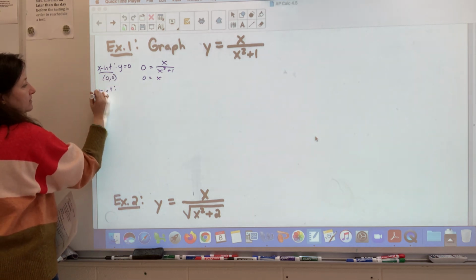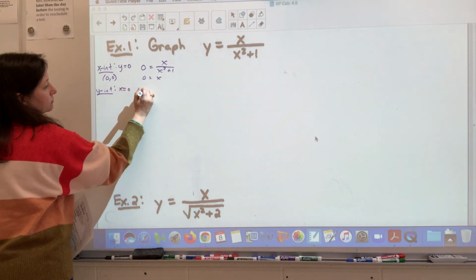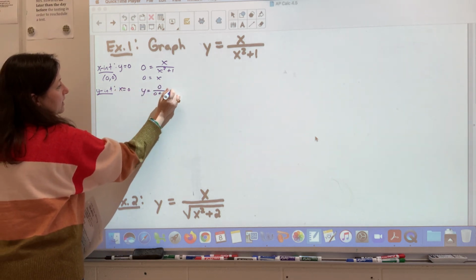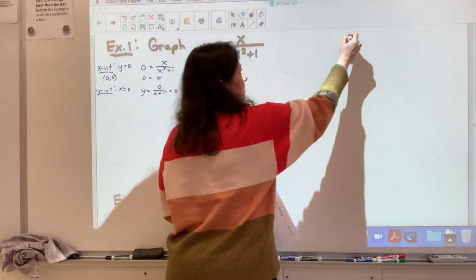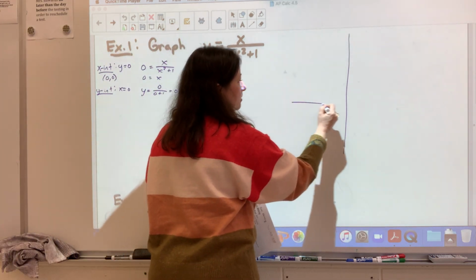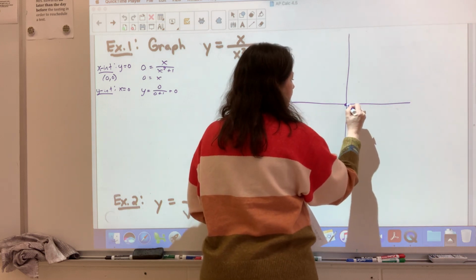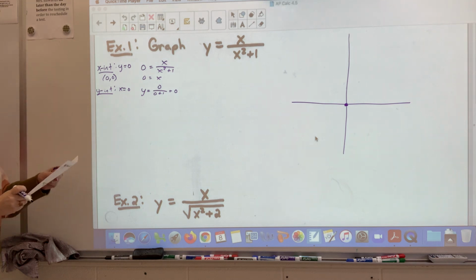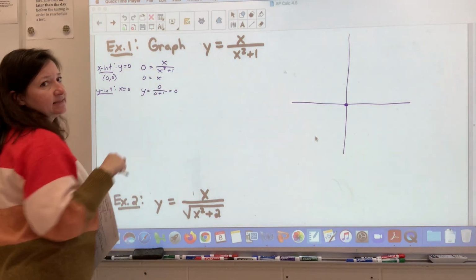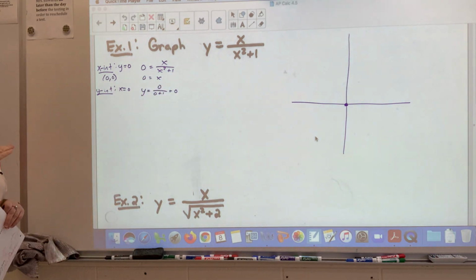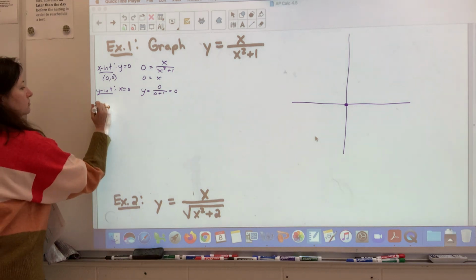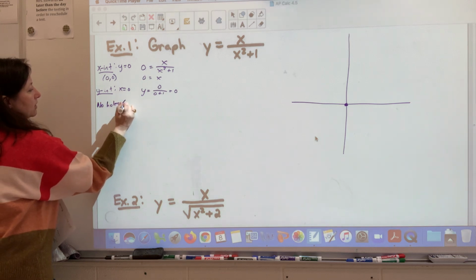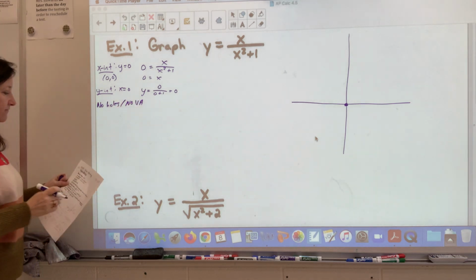How do I get my y-intercept? I make x equal 0, so y equals 0 over 0 plus 1. So I'm going to go ahead and start building my graph. Over here, I have an x- and y-intercept at the origin, so I'm going to put that dot on my graph. Next in my list, I'm going to talk about points of discontinuity or vertical asymptotes. Is there anything that makes that denominator equal 0? No. With x squared plus 1, there's nothing I can plug in for x to make the denominator equal 0. So there are no holes and no vertical asymptotes on this graph.